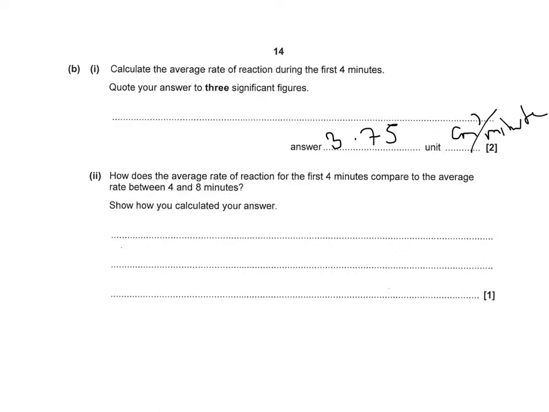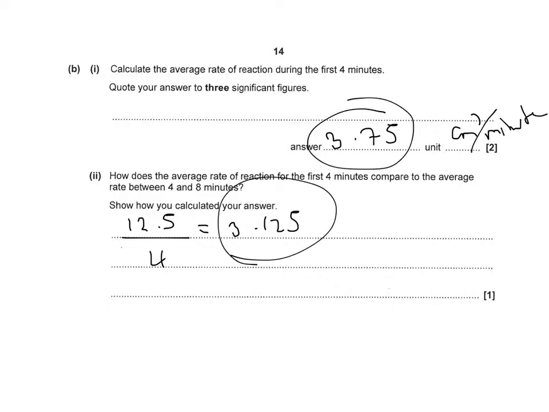So in the next 4 minutes, 12.5 centimeters cubed was made. So divide that by 4, and that gives you 3.125. So you can see that the rate is faster in the first 4 minutes than in the second 4 minutes. So there's only one mark. You've got to show the calculation and say that the first 4 minutes was faster.